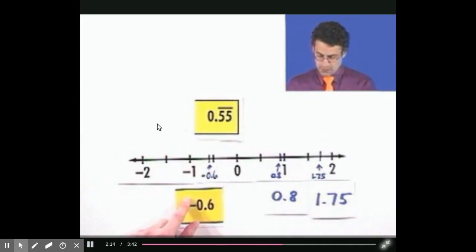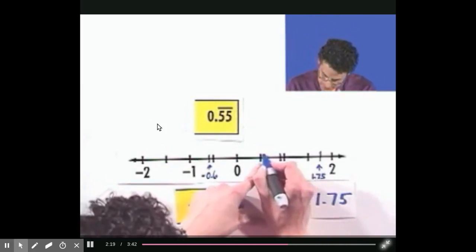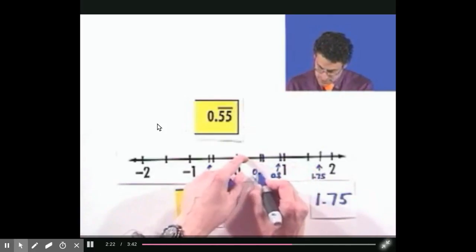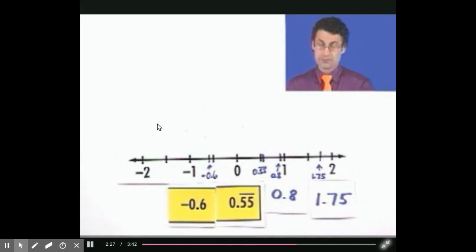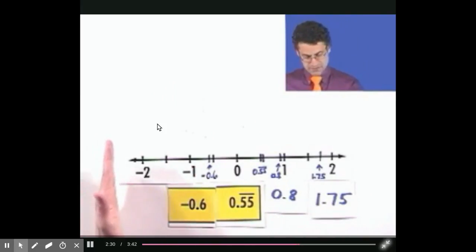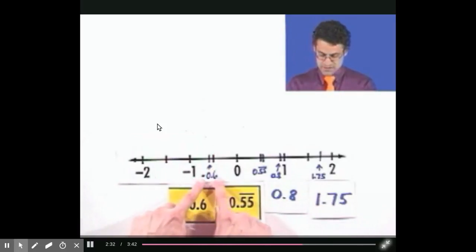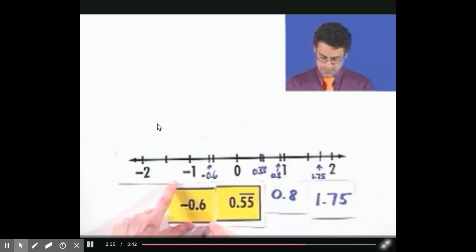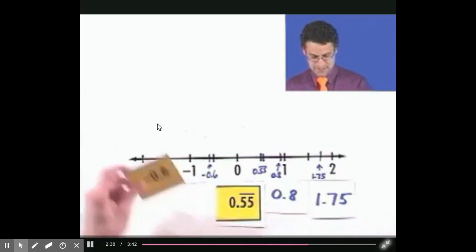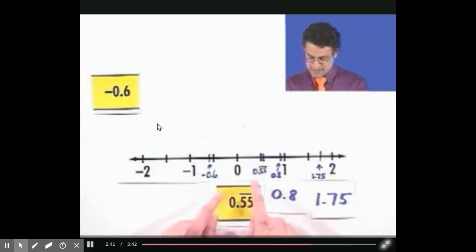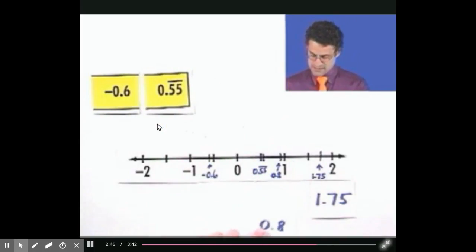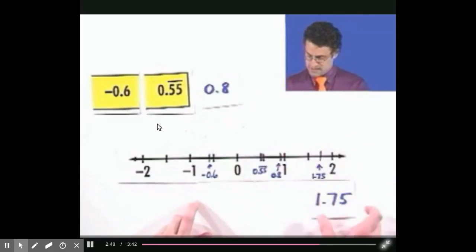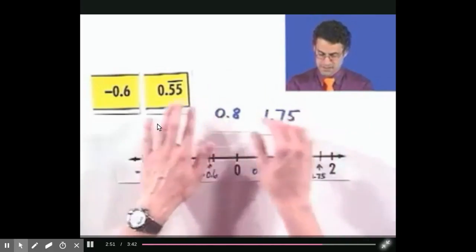Well, of course, that's something that's a little teeny bit bigger than 0.5. 0.5 is here, so this is a little bigger than that. And this is 0.55 repeating. And now you can see I can read off the order by starting from the left and just moving like it's numbers. So I first hit negative 0.6. The next thing I hit is 0.55 repeated. The next thing I see is 0.8. And the next thing I hit is 1.75. So that's the order of them.